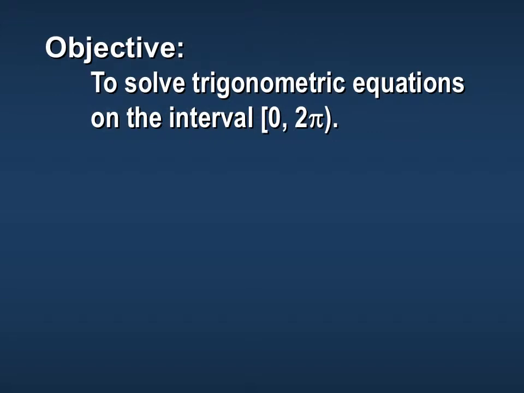So we're going to solve trig equations on the interval from between 0 and 2 pi. So remember, once you figure out your solution, all you have to do is figure out the next 3 quadrants in order to get all the way up to 2 pi.